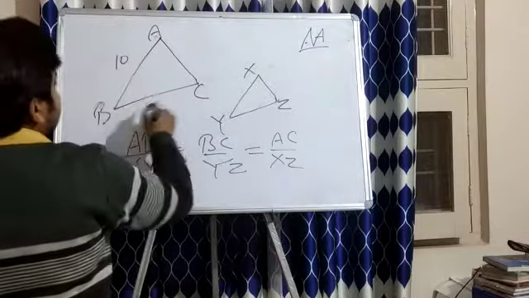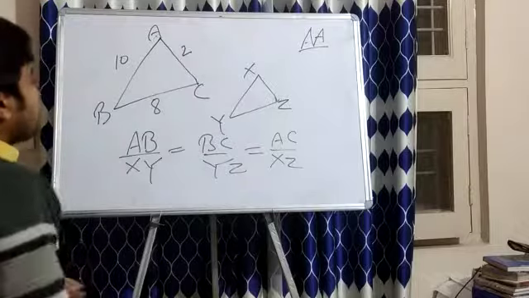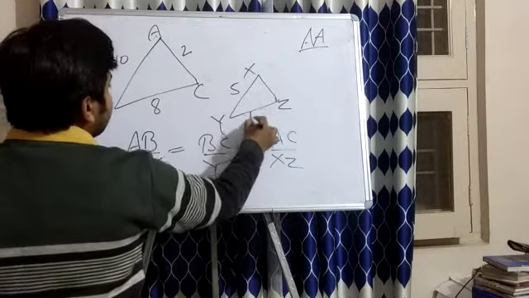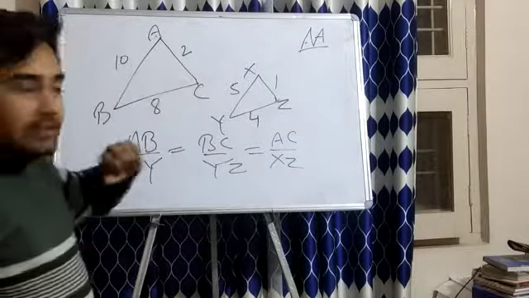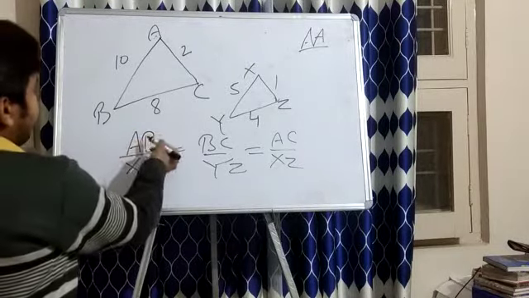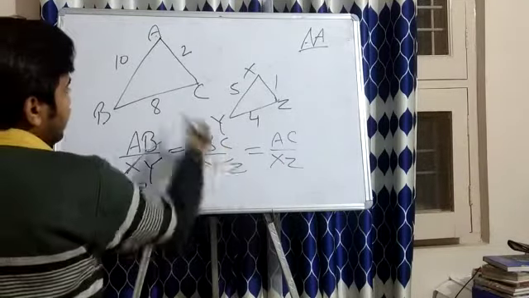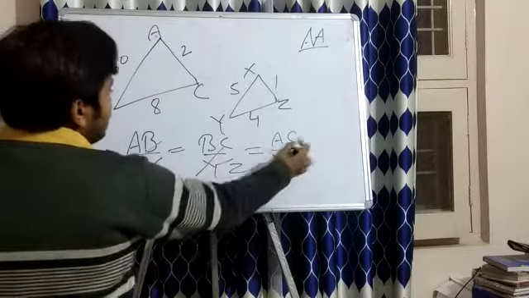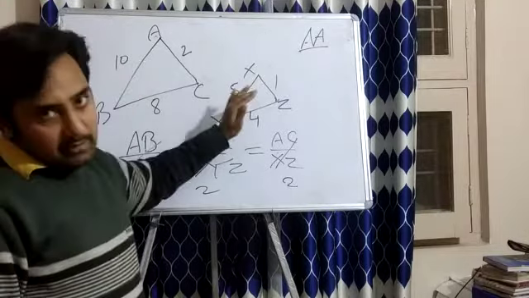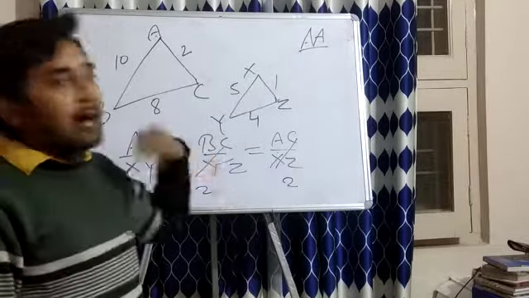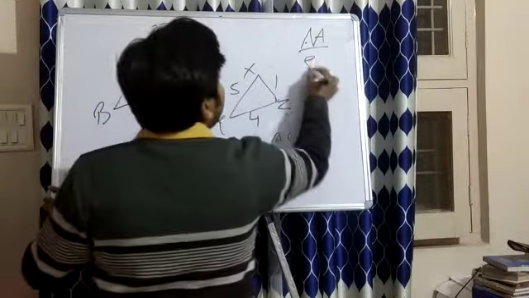Say if this is 10, this is 8, and this is 2. So we know that this is 5, this is 4, this is 1. Are these two triangles similar? Yes. Why? Because this is 10 upon 5, which is 2, BC upon YZ is 8 upon 4, which is 2, and AC is 2 upon 1, which is also 2. So these two triangles are similar. This is also another way to establish similarity between two triangles. This postulate is known as side side side.